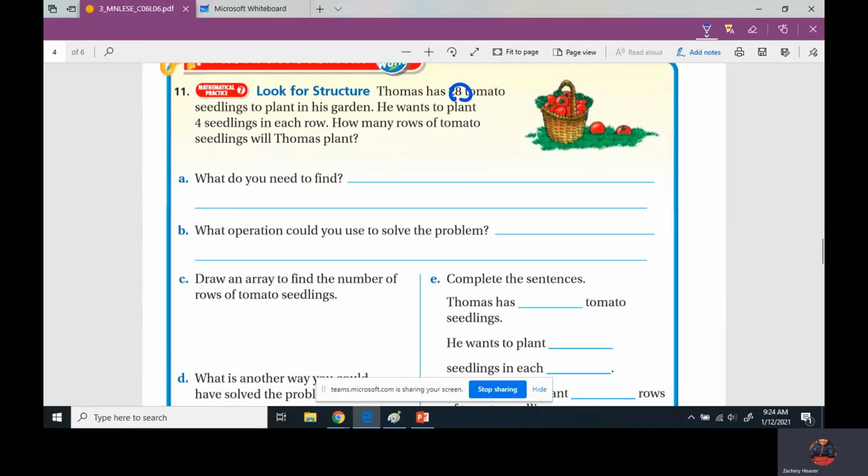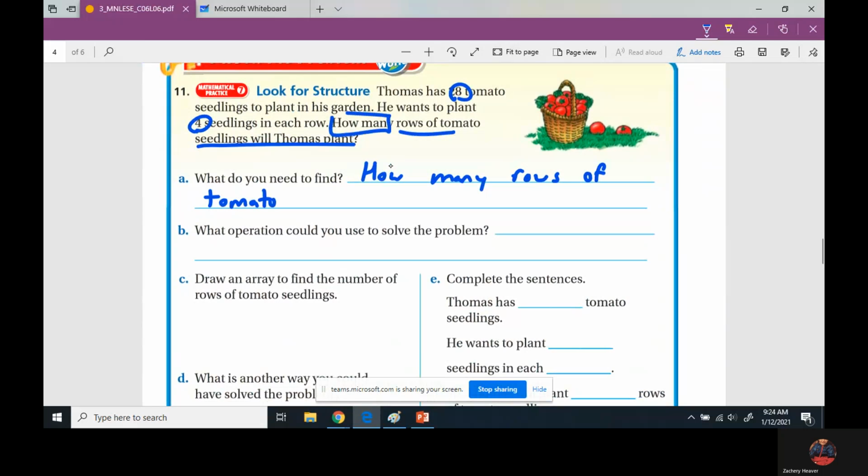Thomas has 28 tomato seedlings to plant in his garden. He wants to plant 4 seedlings in each row. How many rows of tomato seedlings will Thomas plant? What do we need to find? How many rows of tomato seedlings will Thomas plant?